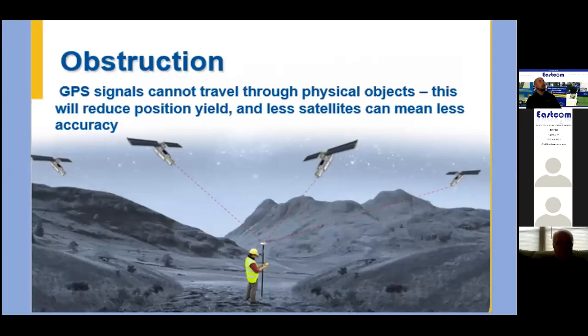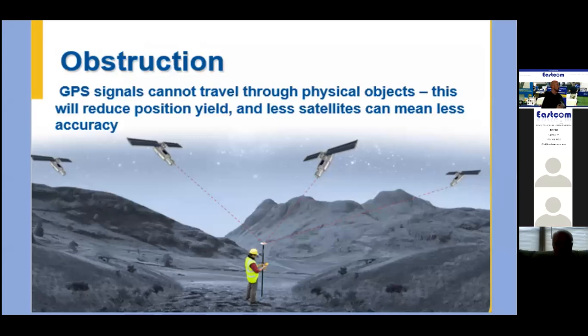Okay, so one thing you want to avoid, and I hit on this a little bit earlier, is an obstruction. Let's say you have your receiver, you're out in the field, and you take a look around. What's in the way? Do you have mountains? Do you have hills? Do you have a building? GPS signal cannot go through an obstruction. So you have to keep that in mind.